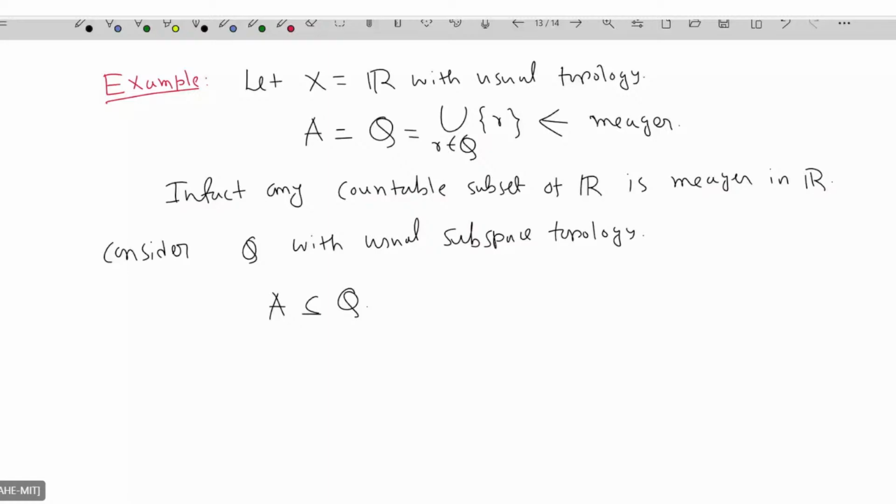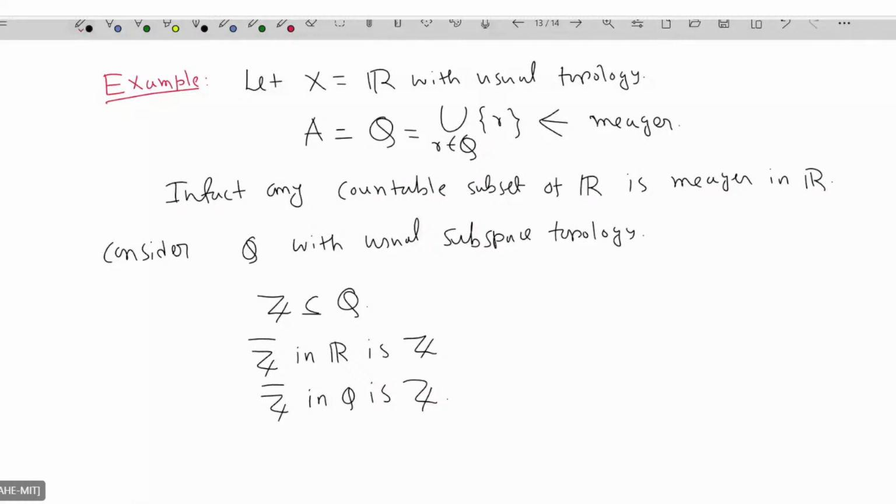Let's take the set J for simplicity. J belongs to K, so the closure of J in R is J itself. Now the closure of J in Q is the closure of J in R intersected with Q. So J intersection Q will be J itself, and therefore the closure of J is J itself. Now whether it has any interior point or not, that's the question.